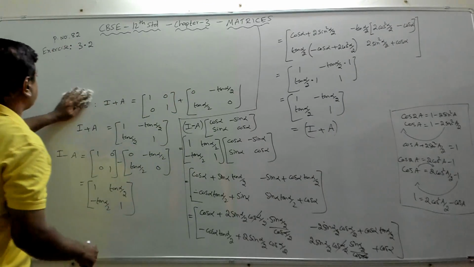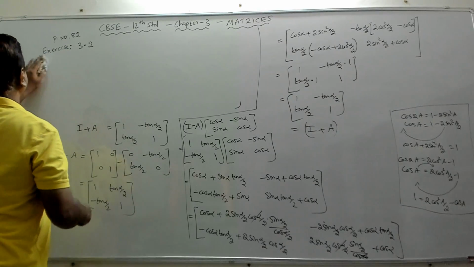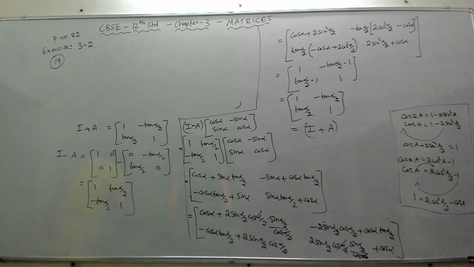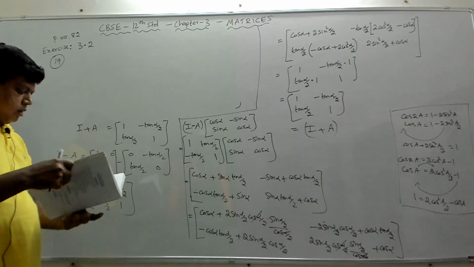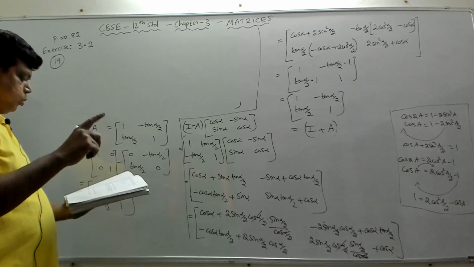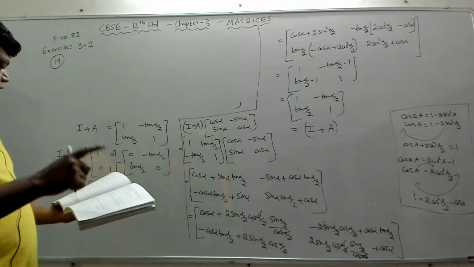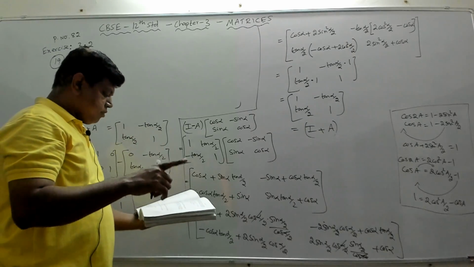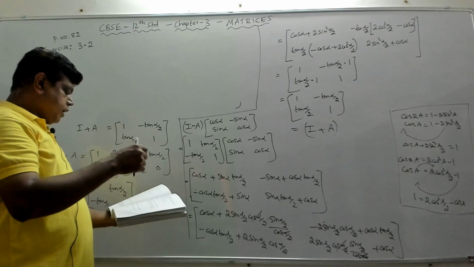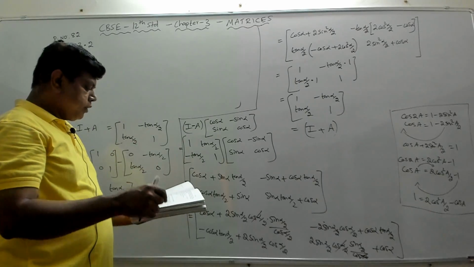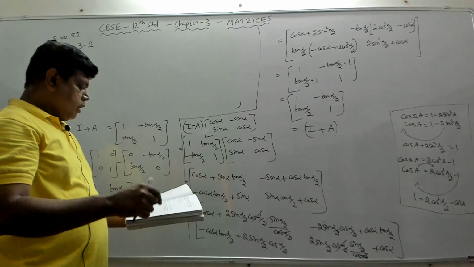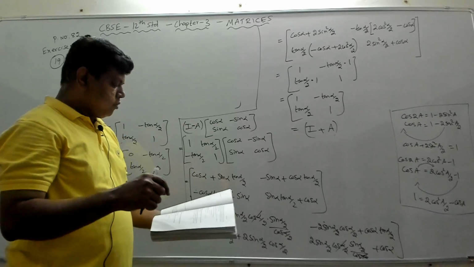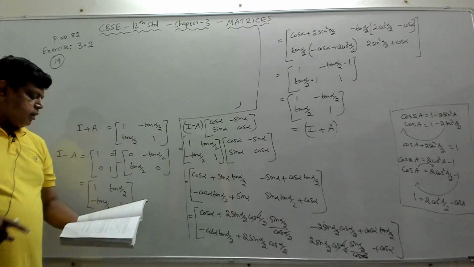Fine. So what the 19th problem says: a trust has rupees 30,000 that must be invested in two different types of bonds. The first bond pays 5% interest per year and the second bond pays 7% interest per year. Using matrix multiplication, determine how to divide 30,000 among the two types of bonds, if the trust fund must obtain an annual total interest of, there are two parts, rupees 1800 and rupees 2000.